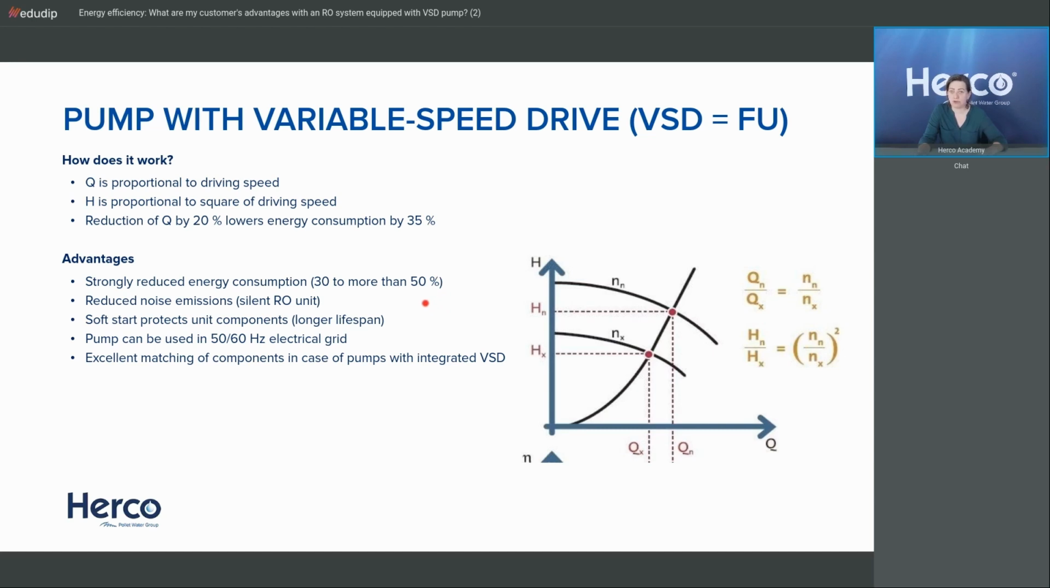We have not only a reduced energy consumption, we also have less noise emissions. It's a more silent unit. This is important if you have people working in the same room. And we protect the unit because we have a soft startup with a variable speed drive. The pump doesn't start up at 100% like one without the frequency control. It starts up low and then ramps up slowly. So we don't have pressure hammers. We have a longer lifespan of the membranes and other units, less maintenance, and so on.